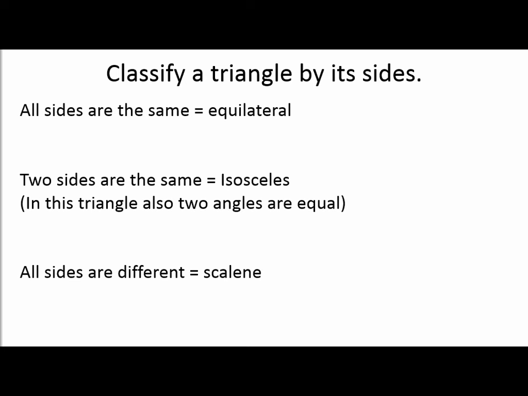For isosceles, only two angles are the same. The third one could be different. And for scalene, the interesting part, all the sides are different, but also all the angles are different.